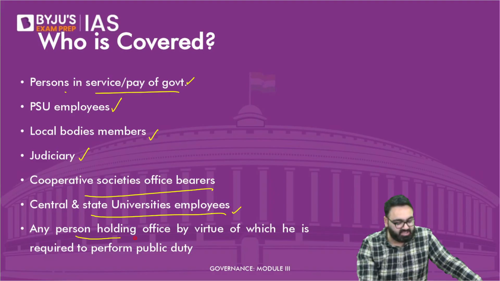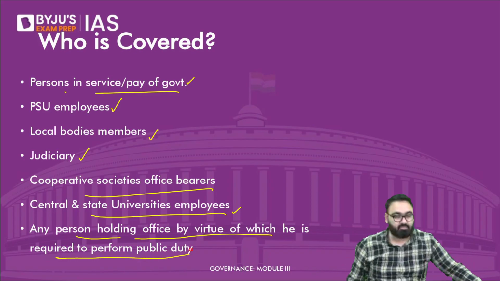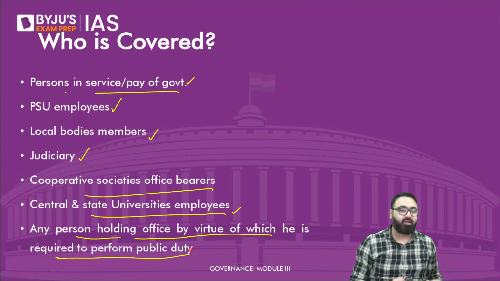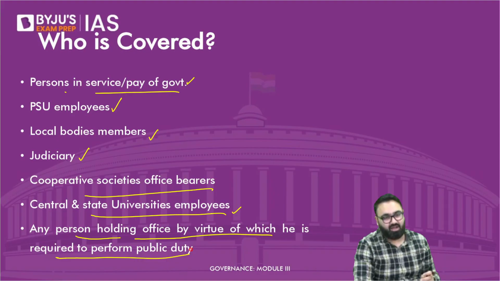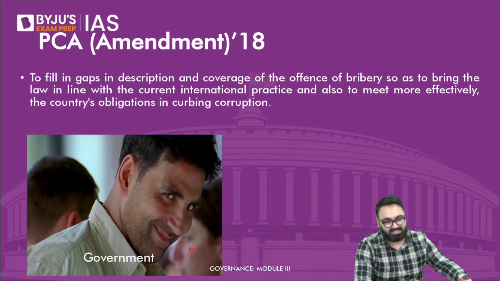Any person holding an office, by virtue of which they are required to perform a public duty. Any person who is holding an office, and by that they are performing public duty. All these people are covered under the Prevention of Corruption Act. In all these cases, they can be punished if they break the law, if they are enriching themselves, if they are taking bribes, if they have disproportionate assets.